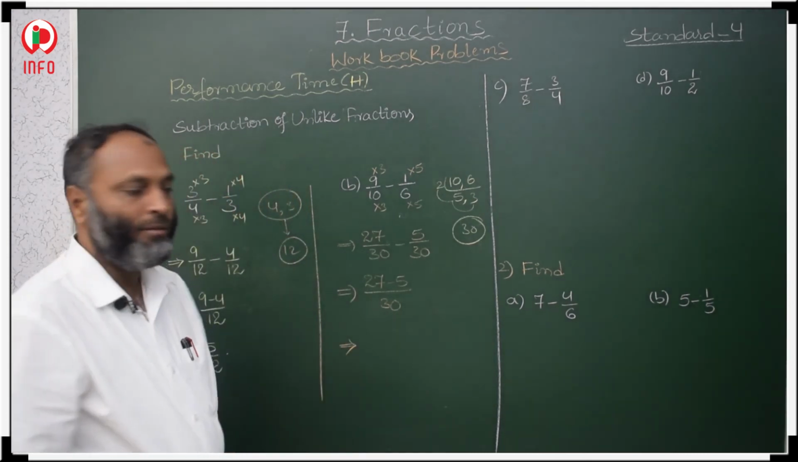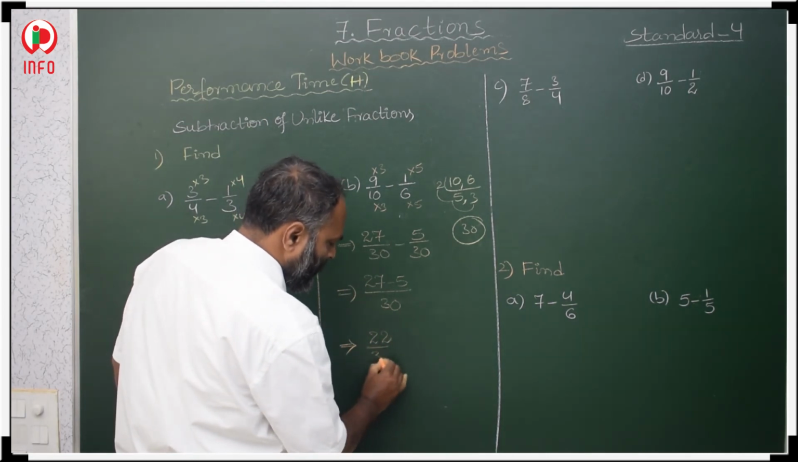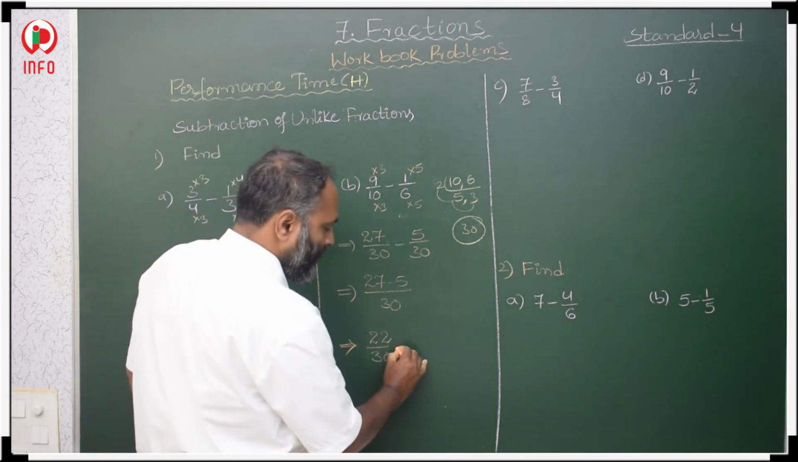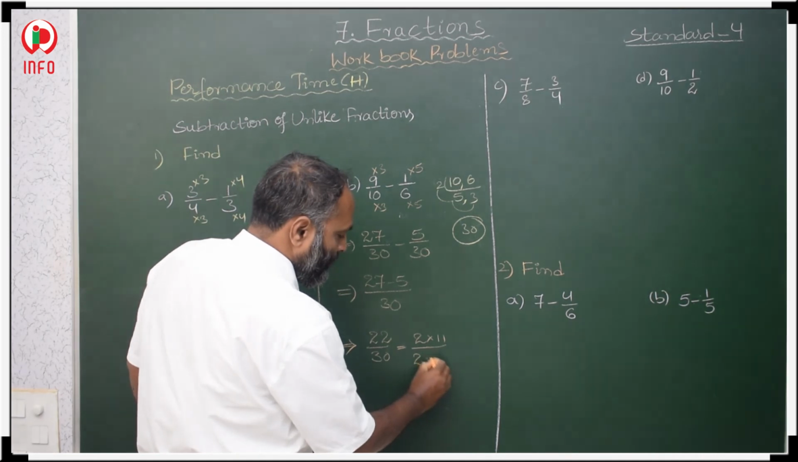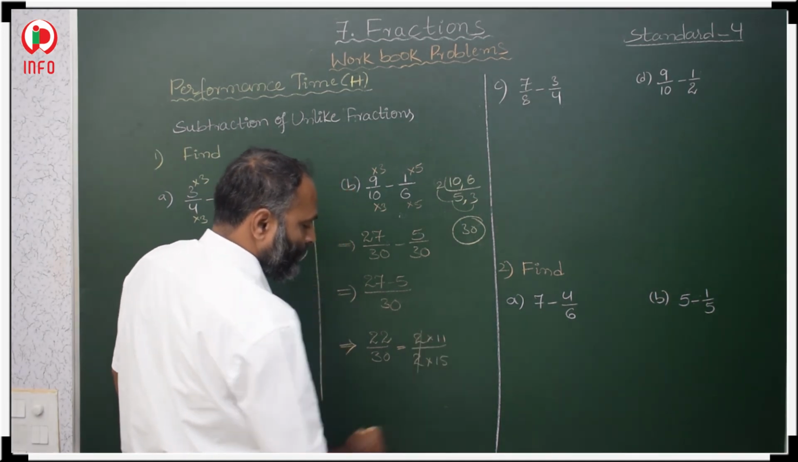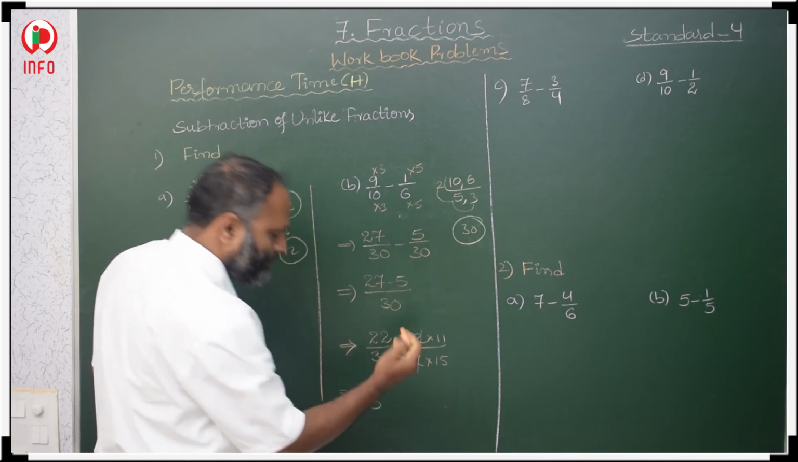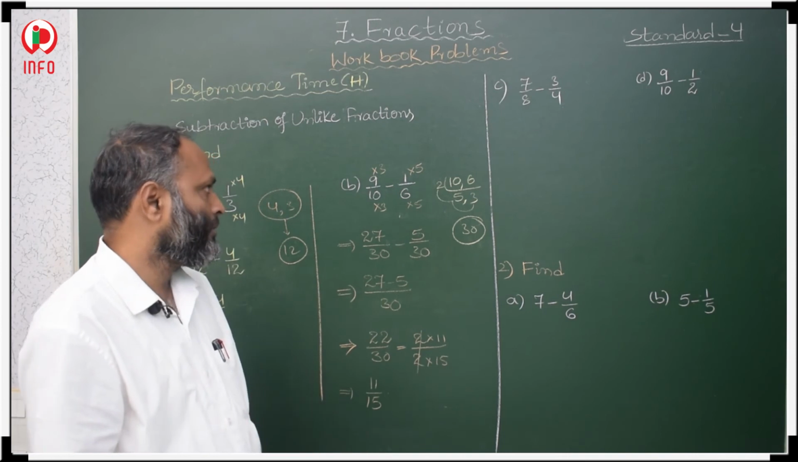27 minus 5, 22. 22 by 30. So write in simplified form. How? These two are even numbers. 2 11s are 22, 2 15s are 30. The 2s get cancelled. 11 by 15 in simplified form.